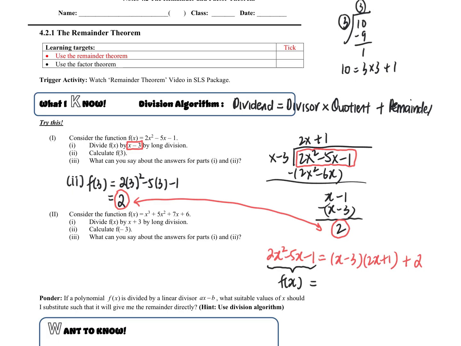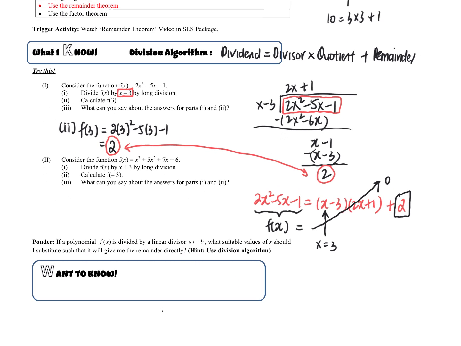When I sub in my x as 3, what am I trying to do? I'm trying to ensure that this whole chunk gets cancelled off, and then I can get my remainder directly. So the division algorithm helps you to very quickly get to your remainder by making your divisor equals to 0. Okay, so I repeat for the second example so you can see better.